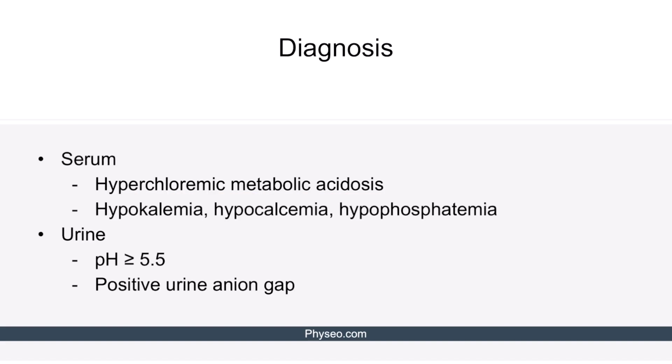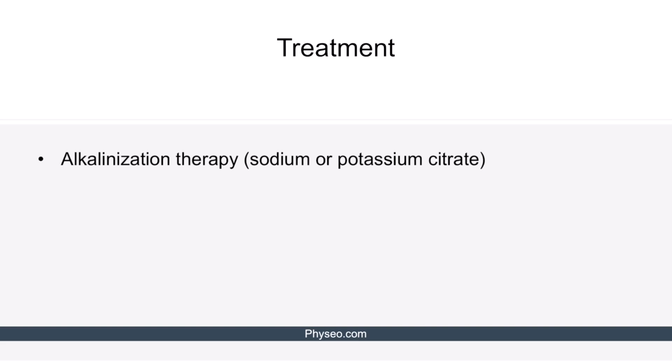All right, now let's move on to the diagnosis. In the serum, there are several key manifestations, including hyperchloremic metabolic acidosis, hypokalemia, hypocalcemia, and hypophosphatemia. Changes in the urine include a urinary pH of greater than 5.5 and a positive urine anion gap. The treatment is alkalinization therapy with sodium or potassium citrate.